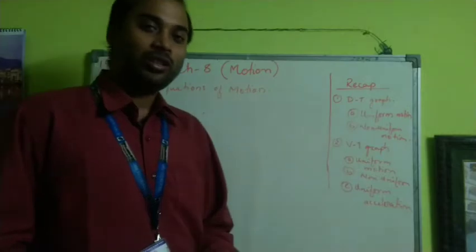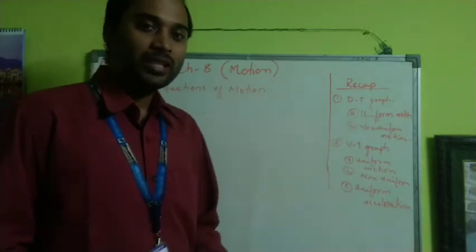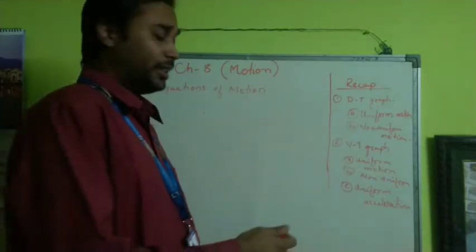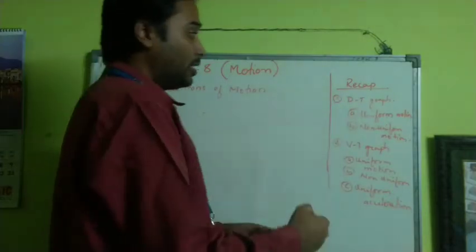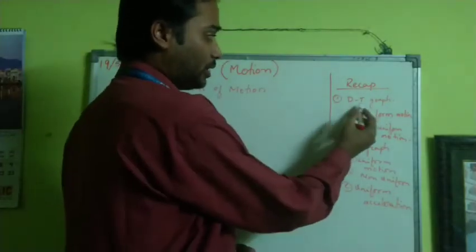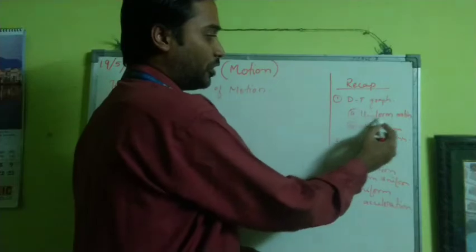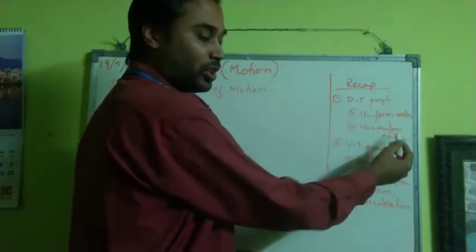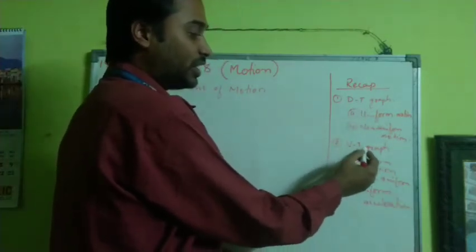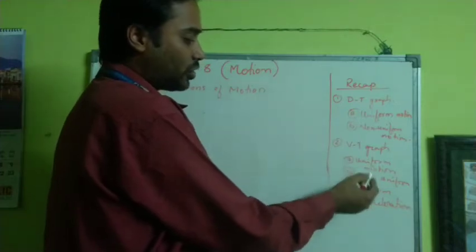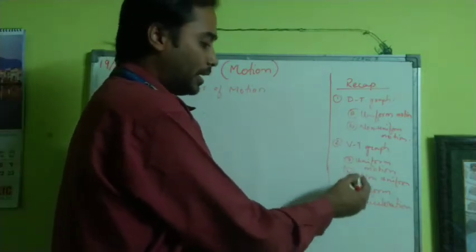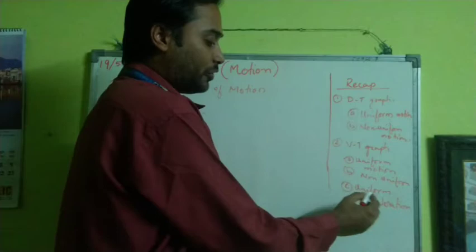We are in chapter motion, and before we start today's class, let us quickly recap the things which we have studied yesterday. So, we studied about distance time graph for both uniform motion and non-uniform motion. We also studied about velocity time graph for uniform motion, for non-uniform motion, and also for uniform acceleration.